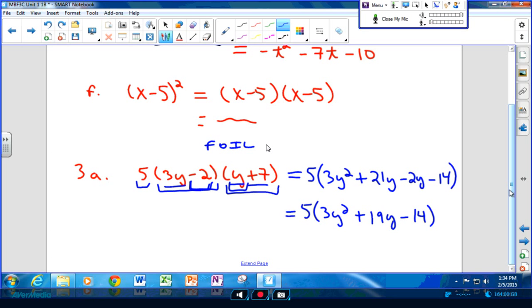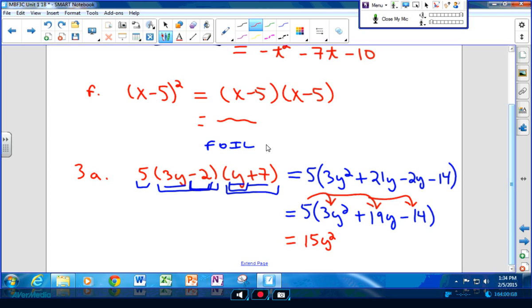Well, now it's a matter of using the distributive property, and I'm going to multiply each term inside the brackets by 5. Okay. And I'm going to do that the same way we've been doing all along. First, I'm going to get the sign. So I have 5 times 3y squared. They're both positive. My answer is going to be positive. 5 times 3 is 15, and so my answer is 15y squared.